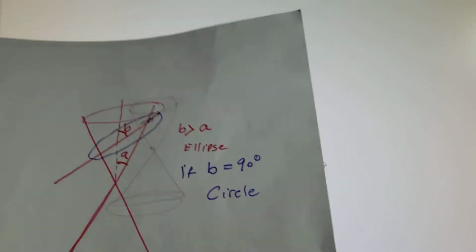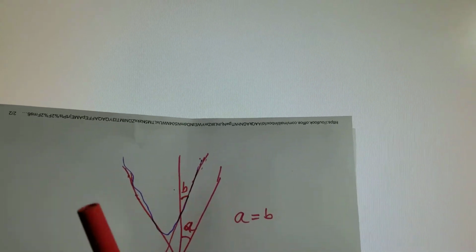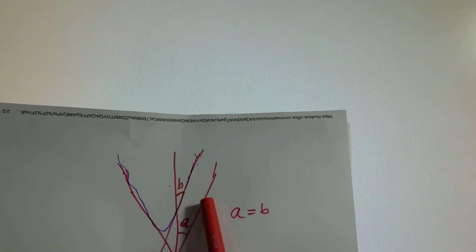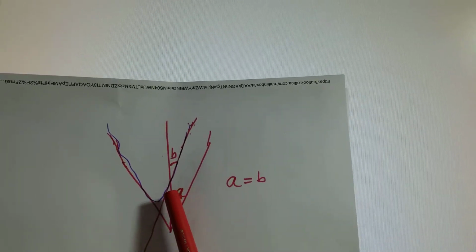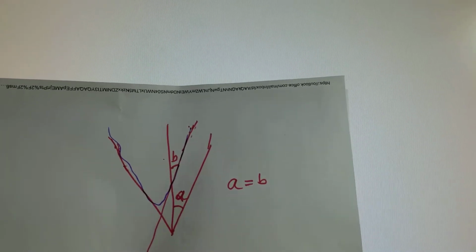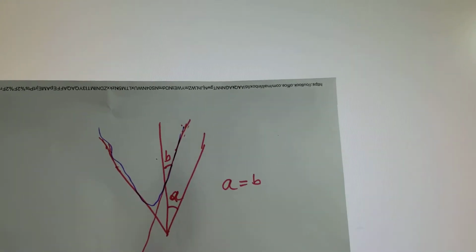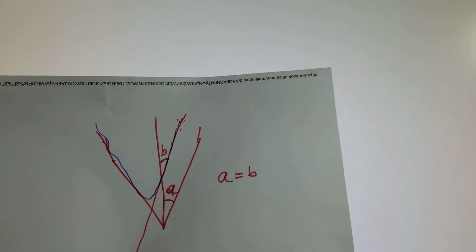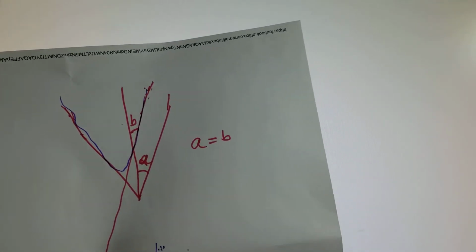But somebody said, what happens if that angle of the vertex becomes equal to that angle? Well, in order to be equal, this line and this line must be parallel. Therefore, if these lines are parallel, this is called a transversal, and these angles are the same. Still this plane will not go through the double napped cone, therefore you only have one branch, and it produces a parabola.